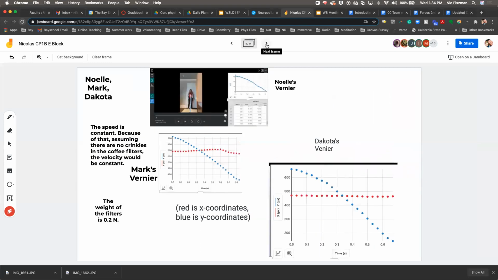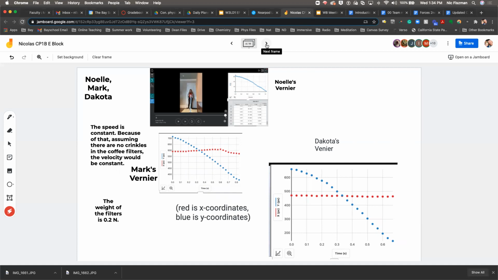What about room 4? Noel, Mark, and Dakota. Well, we observed that the coffee filter wavered just a tiny bit, nothing too crazy, and that it sped up in the beginning and then it reached a constant velocity until it hit the floor. Because of that, we assume that if there are no crinkles or extenuating circumstances, the velocity would probably be constant because it was almost constant in all of our tests. Okay.